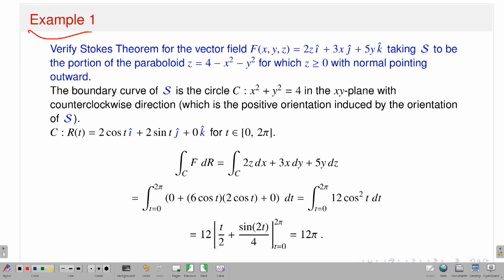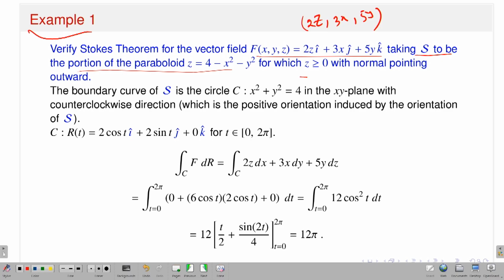Then in my next example I was talking about verifying Stokes theorem for this vector field and this surface. So what is there in the problem? I am starting with my vector field capital F, whose components are 2z, 3x and 5y, and you see these are functions of x, y, z. So this is a continuously differentiable vector field. And what is my surface S? S is the portion of the paraboloid z equals 4 minus x square minus y square, where z is positive, with normal pointing outward, right?